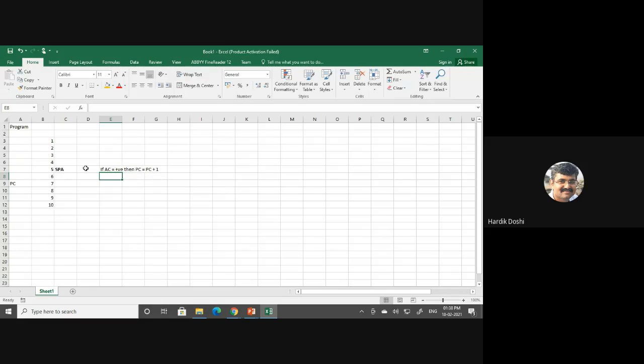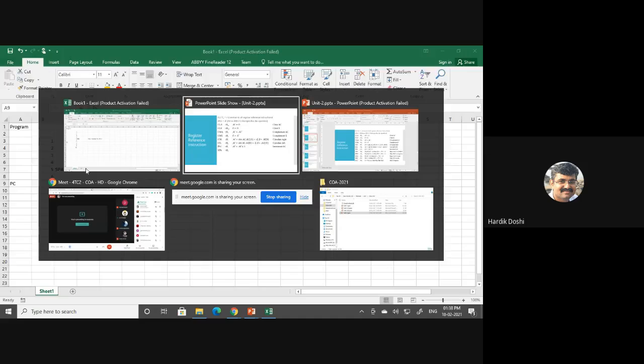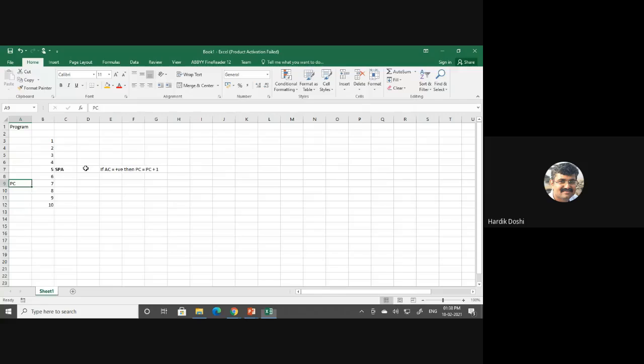Yes, sir. Why is PC incremented by 1? Because we have to skip the next instruction. That means the sixth instruction was to be skipped. That's why we incremented PC by 1. So that is what I have written. But how to check whether a number is positive or negative? Can anybody state? How can we check whether the number in AC is positive or negative?